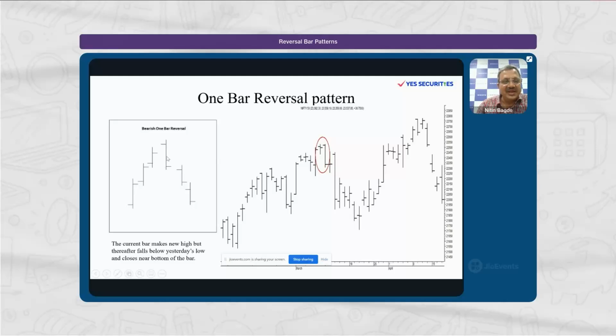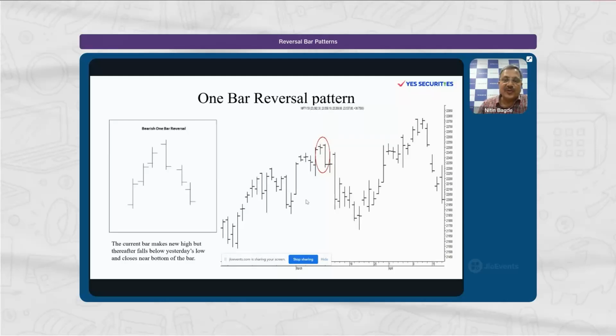it should close near the bottom. If these three things happen, the current bar makes a new high, but thereafter falls below yesterday's low and closes near the bottom of the bar, then it is a one bar reversal. You can see here, this is the one bar reversal. This bar has made a new high above this high, then breaches below the previous bar's low and closes near the bottom. After this reversal, the price has changed direction. Earlier it was rising, now it has fallen to lower levels. So this is the one bar pattern.